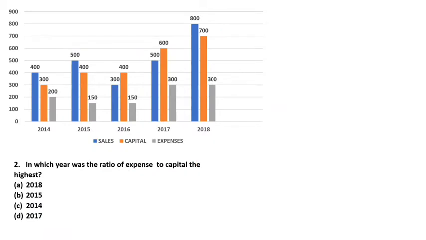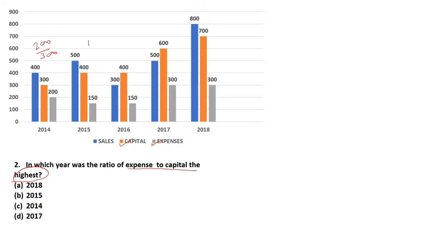Okay, so the next question is, in which year was the ratio of expense to capital the highest? We know expense means gray and capital is orange. So expense to capital, here it will be 200 by 300.